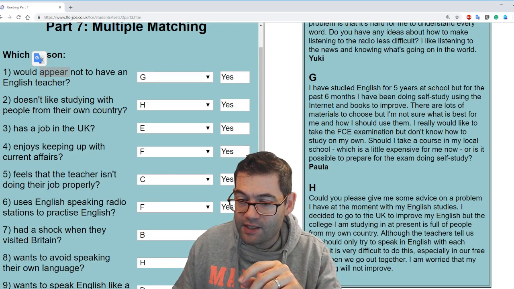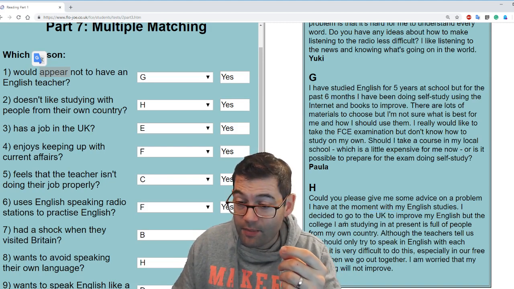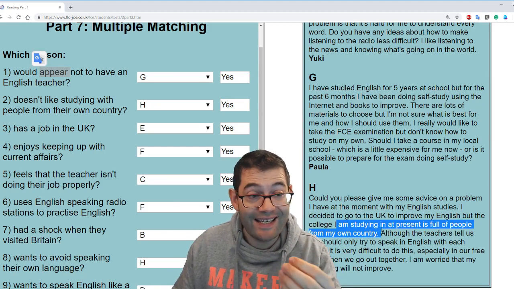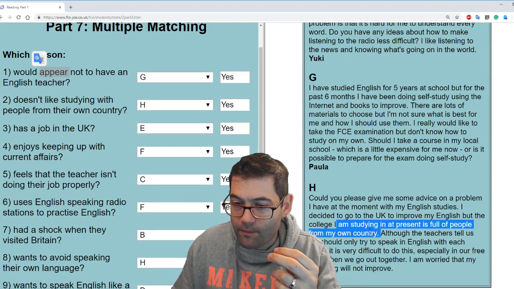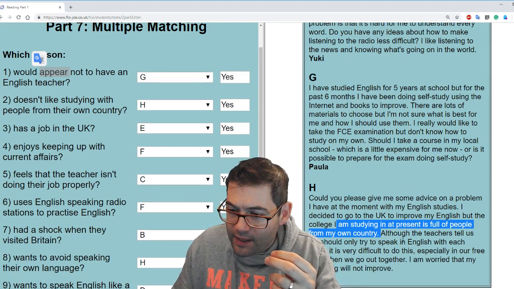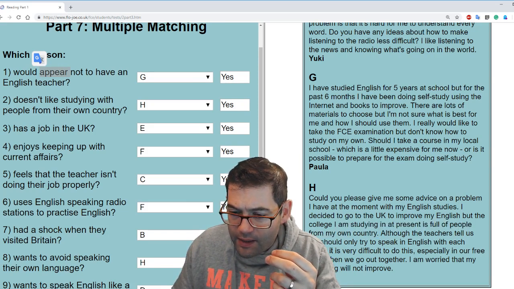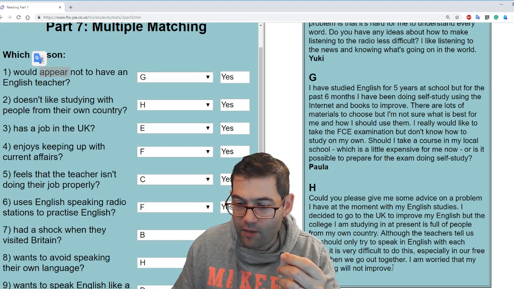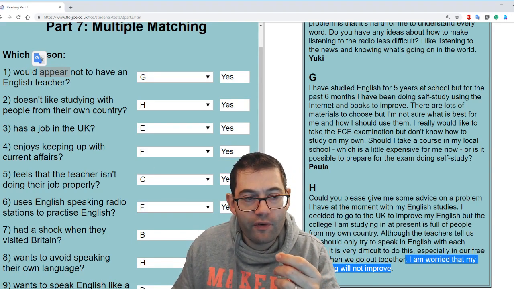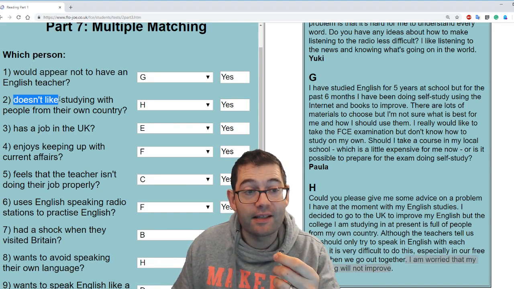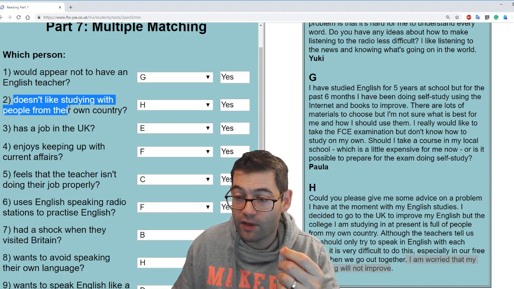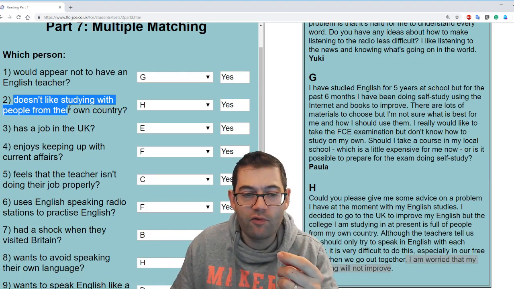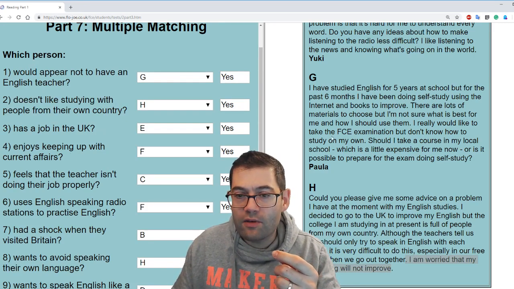So he says, I decided to go to the UK, so he's in the UK, but he's studying in a class with people from his own country, and he doesn't like it. And if we try to find the exact vocabulary links, it says here it's very difficult to do this. I'm worried that my speaking will not improve. The idea is that he doesn't like studying with people from his own country, or her own country, because it's Maria. Has a job in the UK.